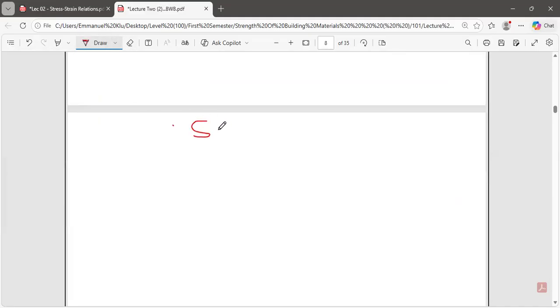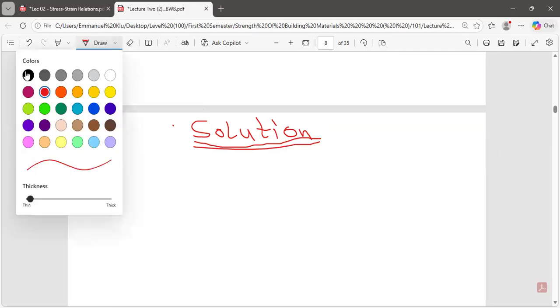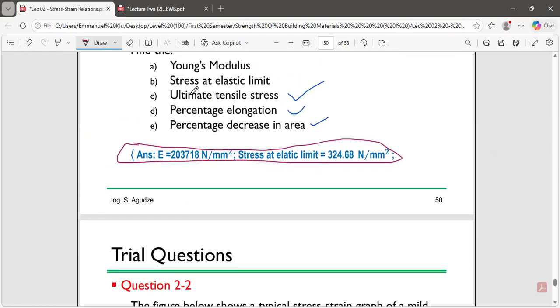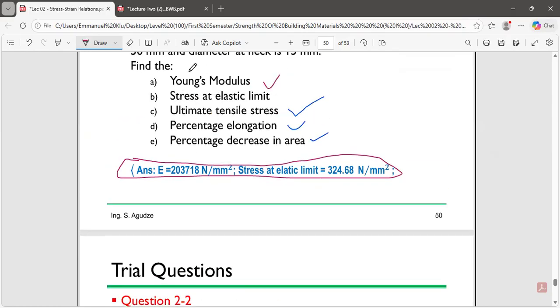So this is the solution. From here, what are we supposed to do next? Let's proceed to solve our question. And this is our question A. The A says we should calculate the Young's modulus.